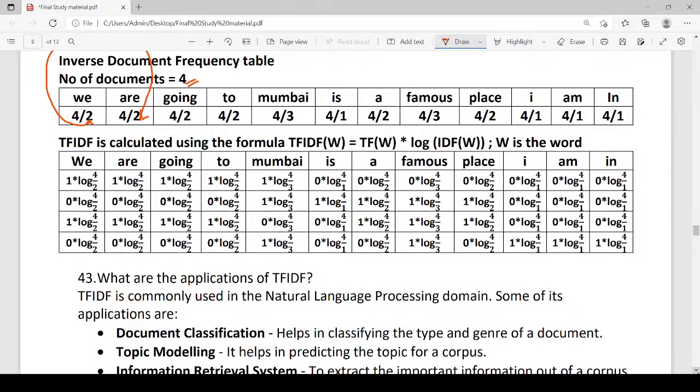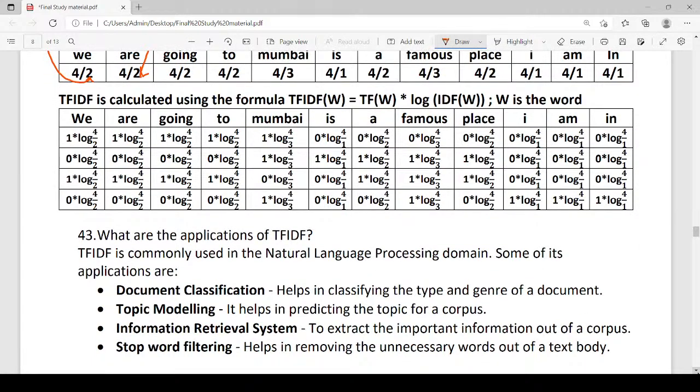Topic modeling, yes. Stop word filtering, very good. Yes, Rihanna. Document classification, information retrieval system, topic modeling and stop word filtering. Ananma, yes. Yes. Tebun, Divyashri, all of you have given the right answers.